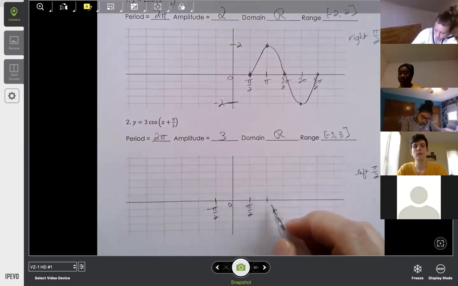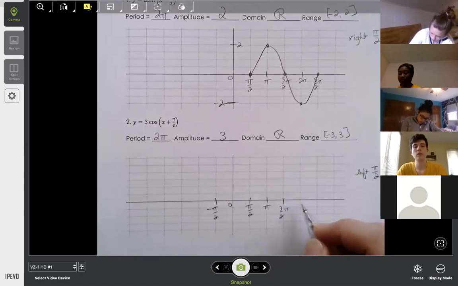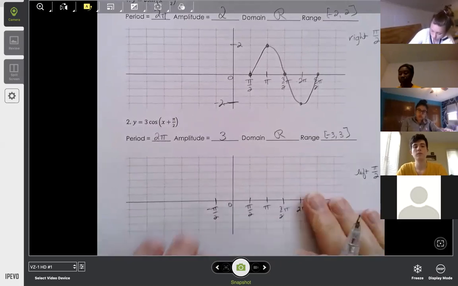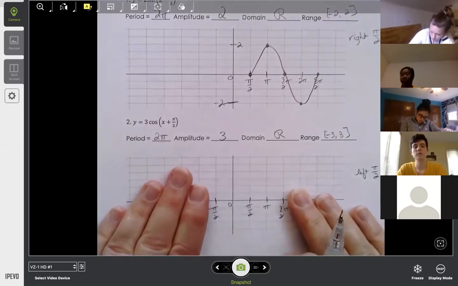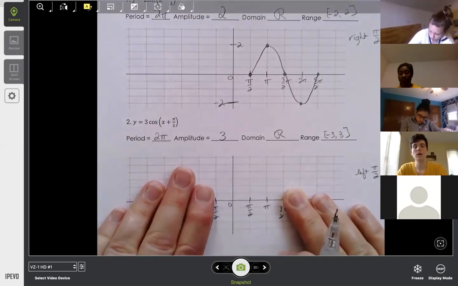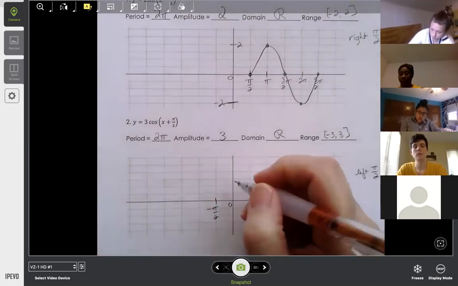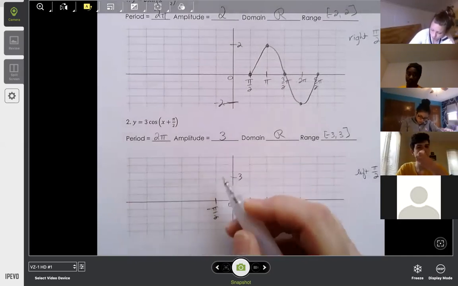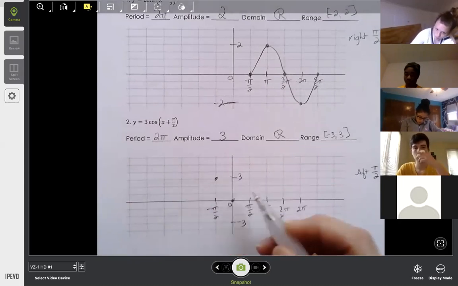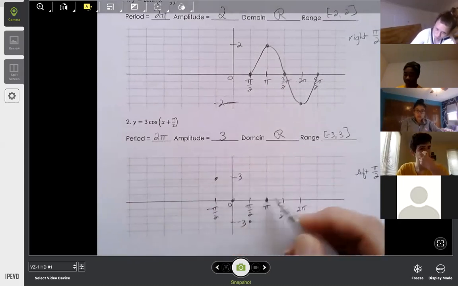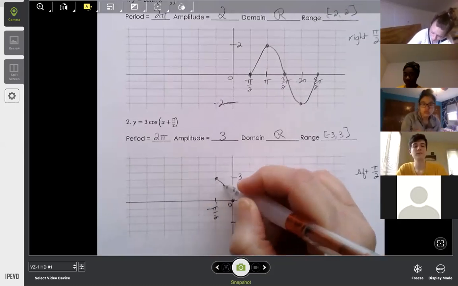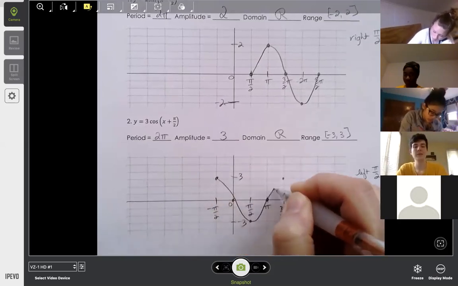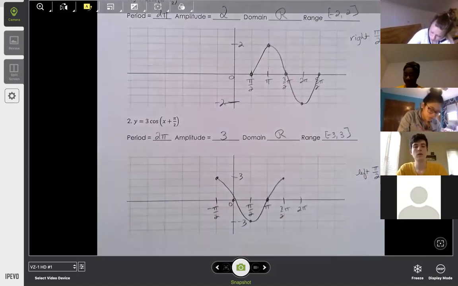If I haven't changed the period, I know I want to mark every pi over 2. Okay, so again, normally it'd be between 0 and 2 pi. It's moving over pi over 2 to the left. Cosine, I have to mark my 3, -3. Cosine starts up high, hits 0, hits a low point, hits 0, hits a high point. Those are your 5 key points. Draw in a nice little curve, and you should have that.